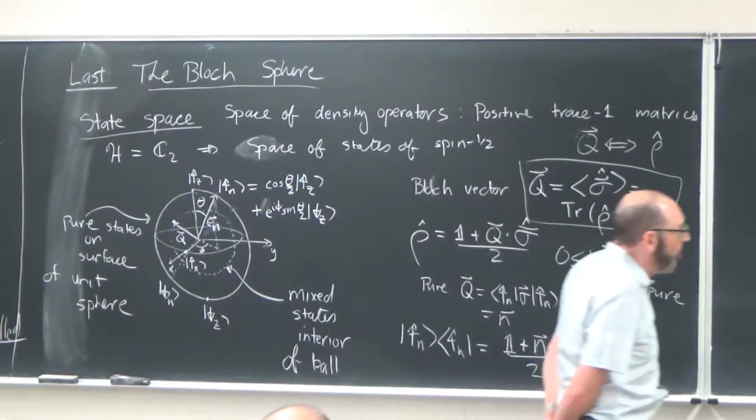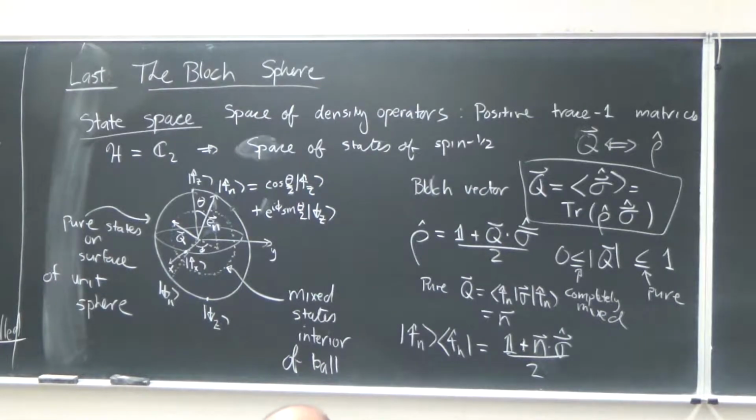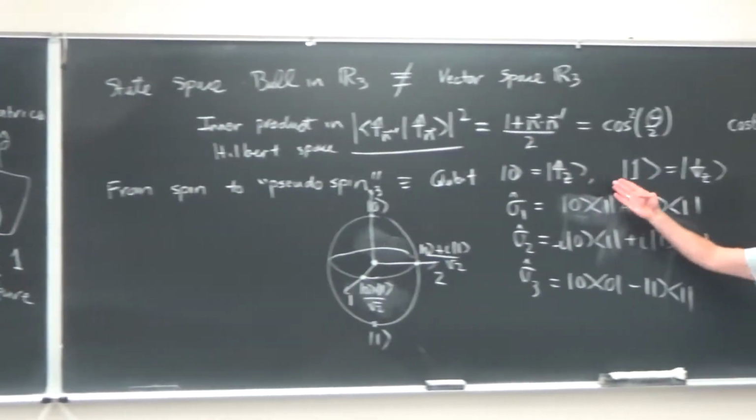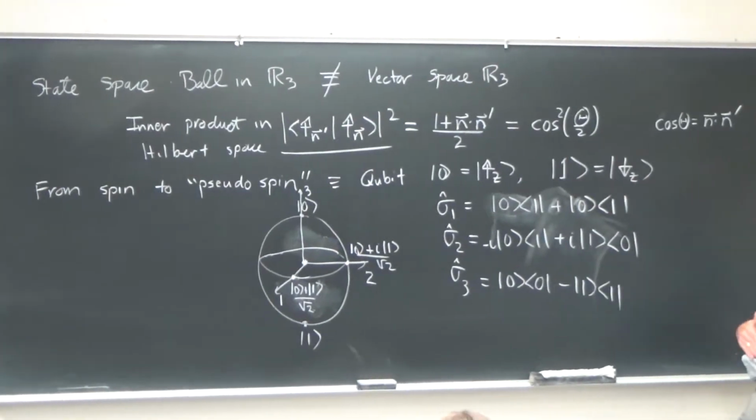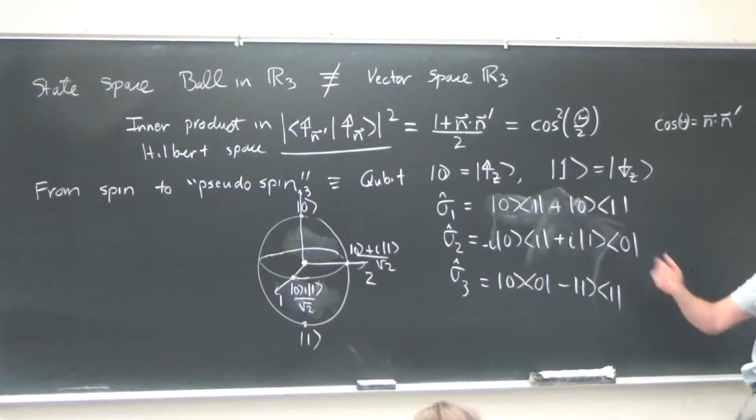And importantly then, we can abstract this away from the particular case of a spin and think about an arbitrary two-level quantum system, which is sometimes called the pseudo-spin. But in modern parlance, we call it a qubit. Okay?